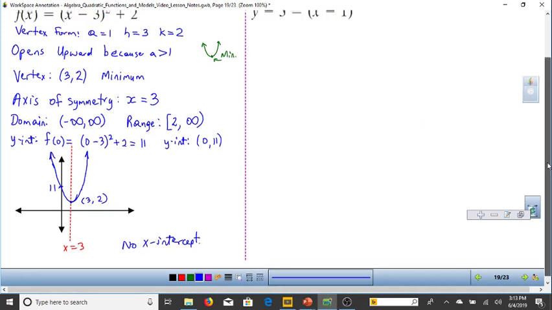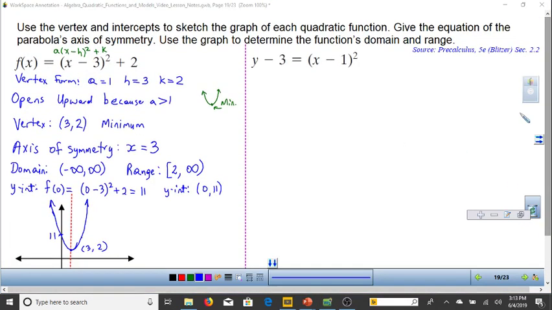Let's move on to the next example. And now I would like you to try this on your own. Just remember to get it in vertex form. So try it on your own, then you can check my solution.